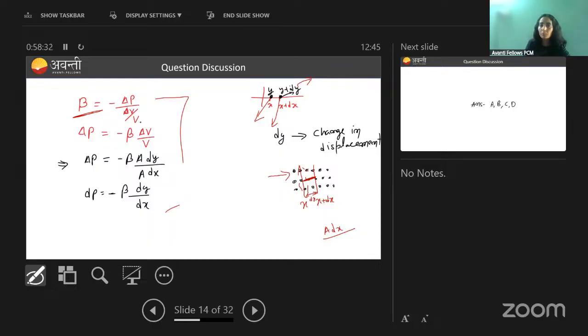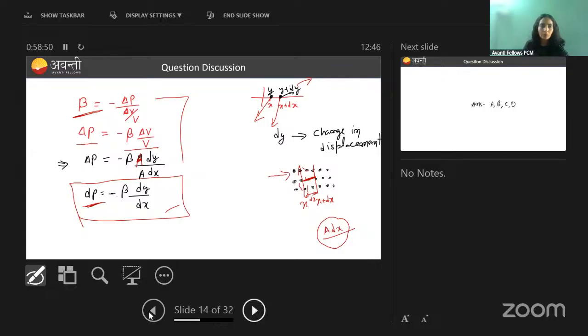By change in volume by original volume. So here change in pressure can be written like this. Now what is the original volume that I took? A dx. What is the change in volume that we are noticing? A dy, because dy is the change in displacement. So what is dp here? Minus beta dy by dx. So this is an important relation again.